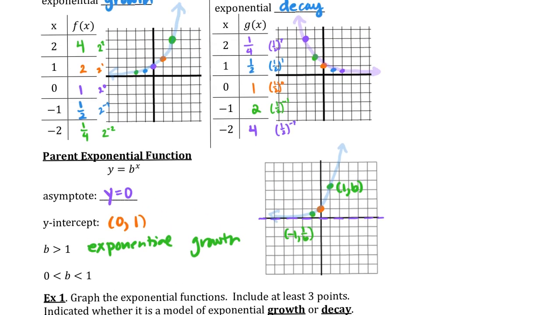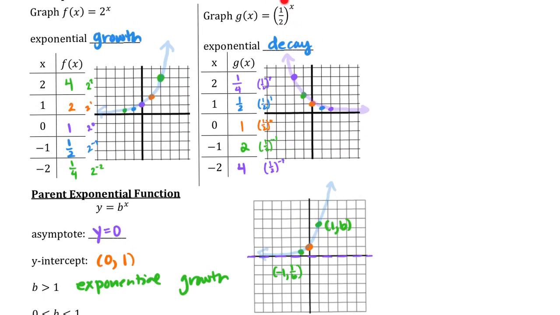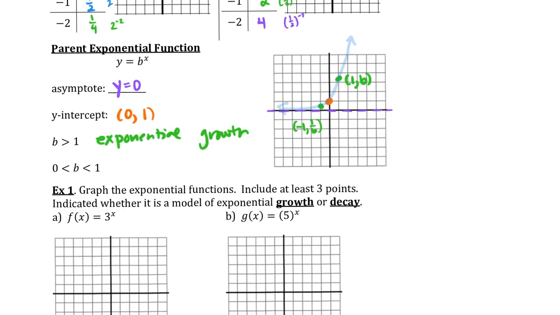Okay, if the base is between 0 and 1, like this one was 1/2, it's getting smaller every time. So it's going to be a model of exponential decay.